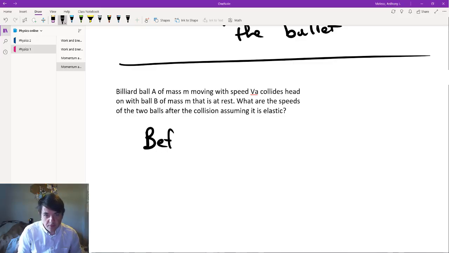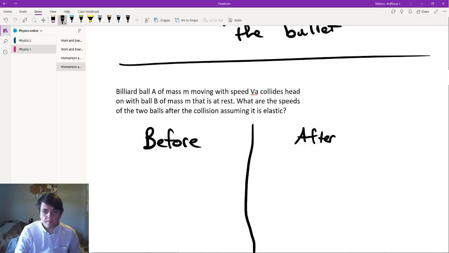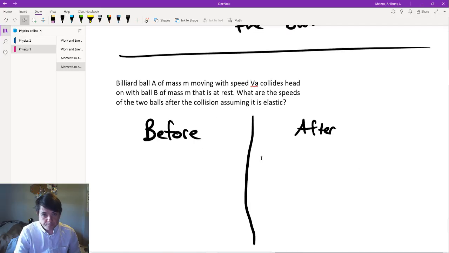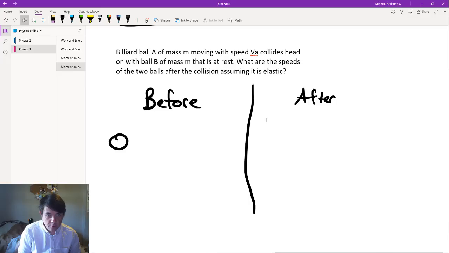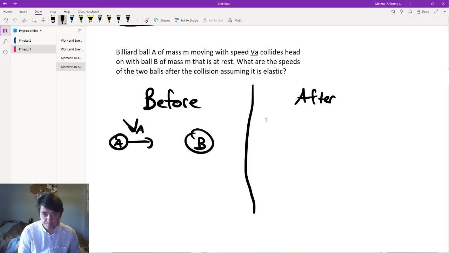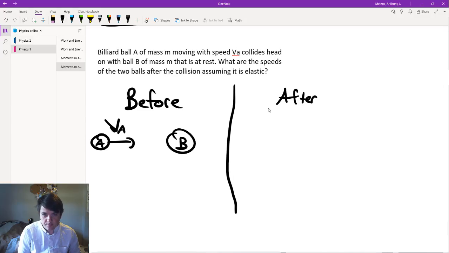So we're going to do the same thing we always do, before and after. We're told that we have billiard ball A moving with VA, and it's going to collide with B. They're both mass m. I should have drawn the smaller to be, you know.